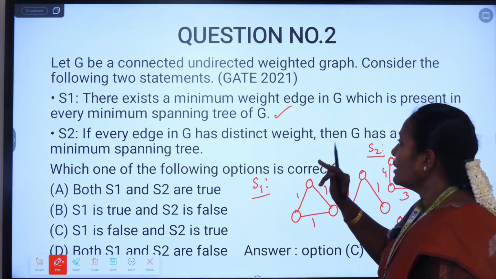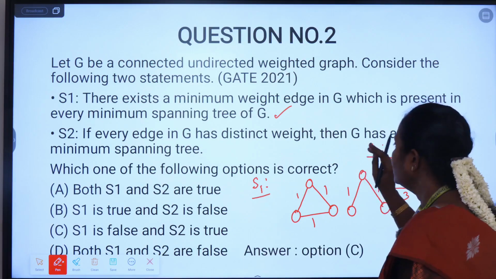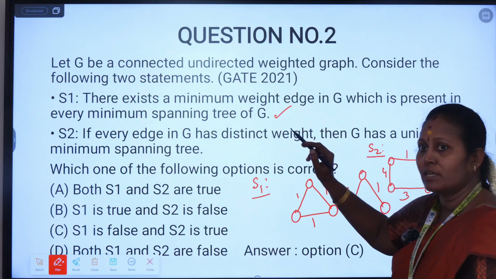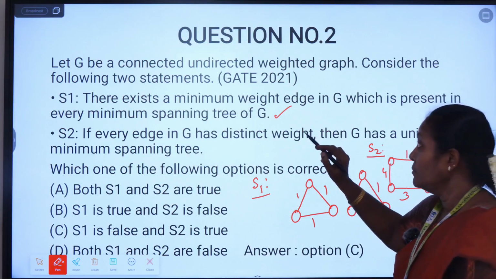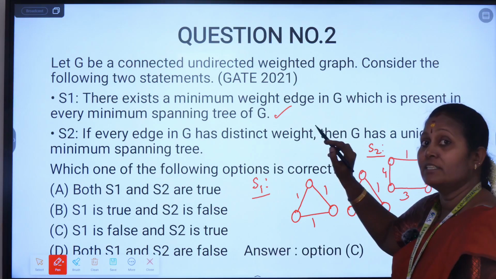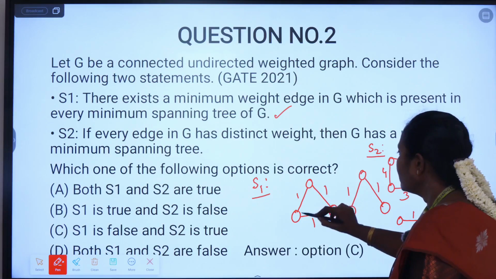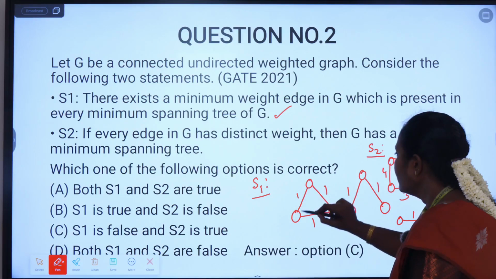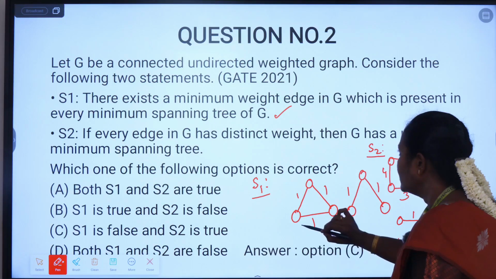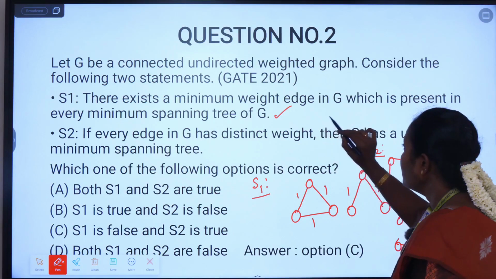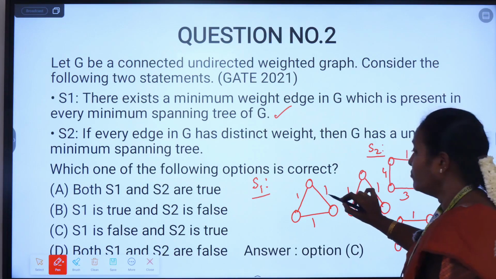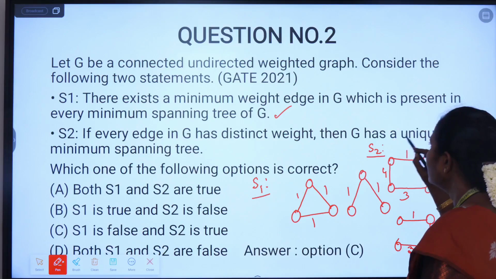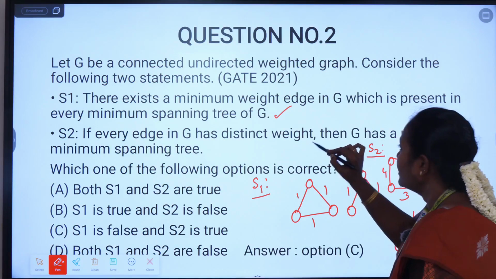Statement 1 is that there exists a minimum weight edge in G. Since it is a minimum spanning tree, I am going to consider an undirected weighted graph here. Okay, so we are going to consider the undirected weighted graph here. In this we have 3 vertices and 3 edges. So here there exists a minimum weight. I am going to consider the weights 1, 1, 1 here. So in G, it should be present in every minimum spanning tree of G.